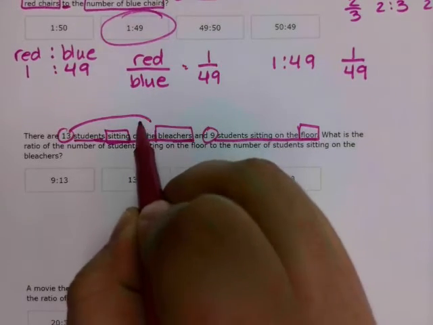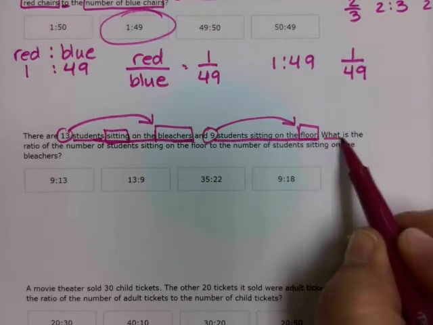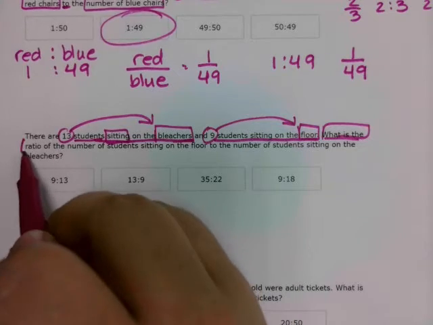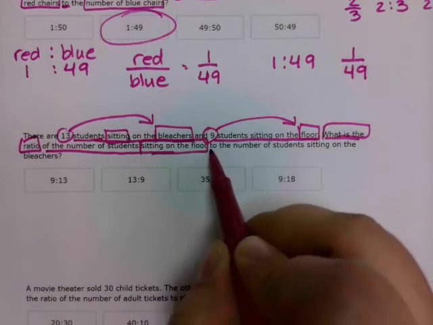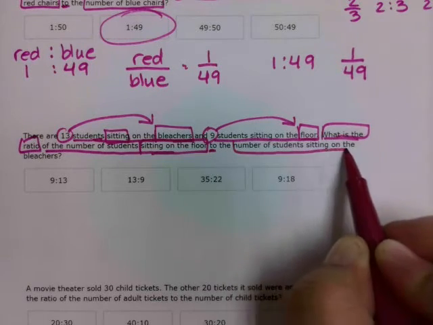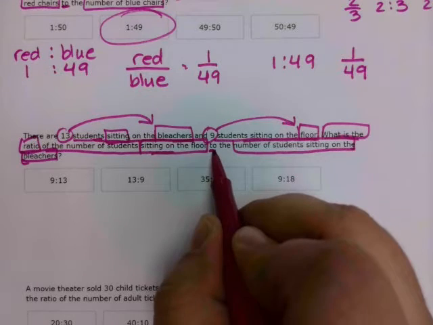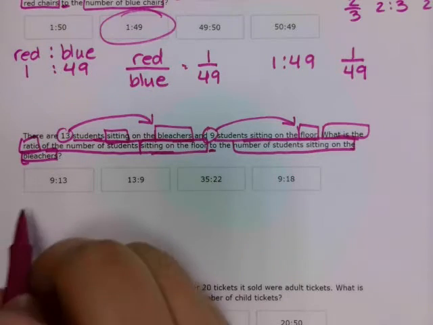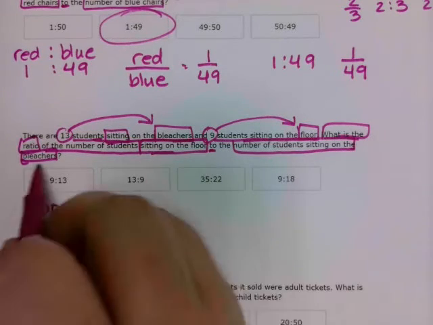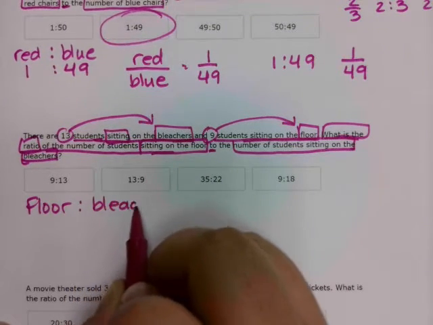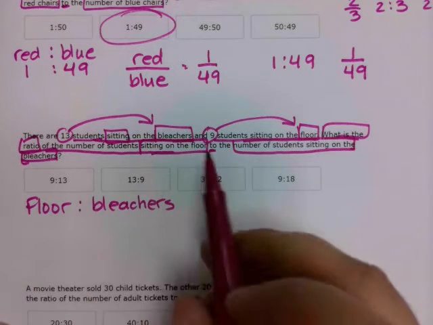So we've got 13 on the bleachers and 9 on the floor. What is the ratio of the number of students sitting on the floor to the number sitting on the bleachers? So here's my word "to." Before that is floor, and after that is the number sitting on the bleachers. So first has to be the floor number and then the bleachers, because that's how it's listed.